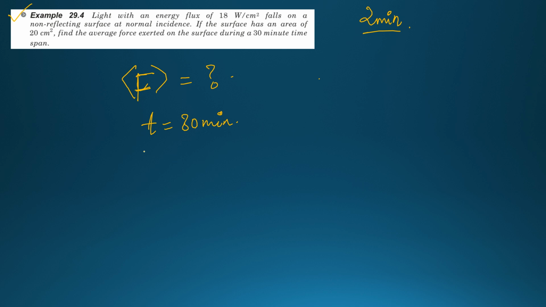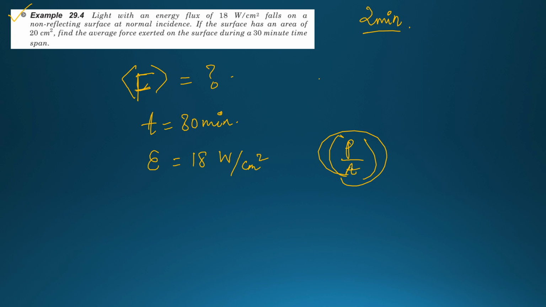Energy flux, suppose energy flux is like this: E is equal to 18 watt per centimeter square. That means power by area. Falls on a non-reflecting surface at normal incidence. If the surface has an area of 20 centimeters square, find the average force exerted on the surface during a 30-minute time span. Please try. Let's try this question.